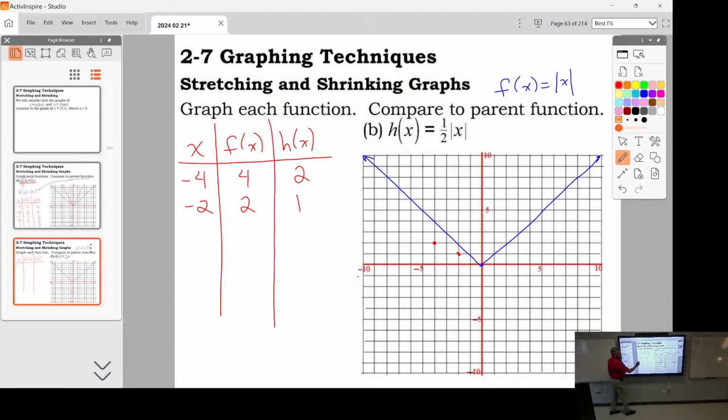All right, plug in 0. Absolute value of 0 is 0. Half of 0 is 0. And I'll do one more. 2. Absolute value of 2 is 2. Half of 2 is 1.